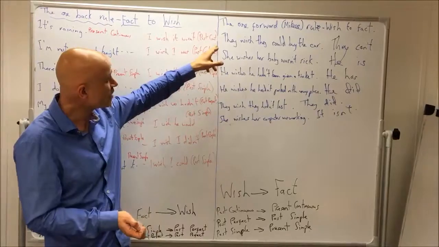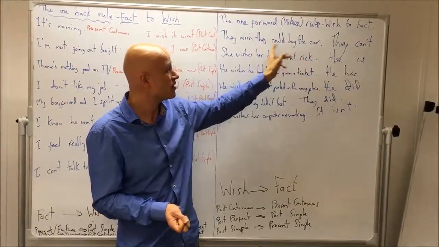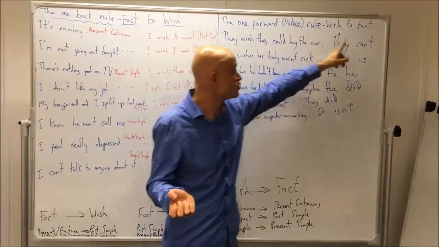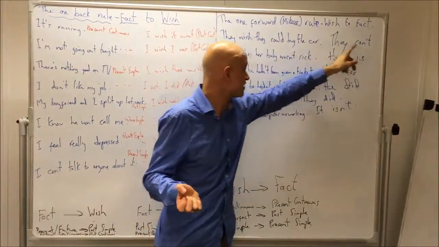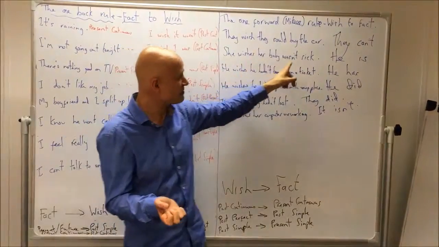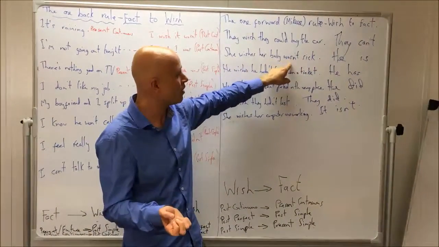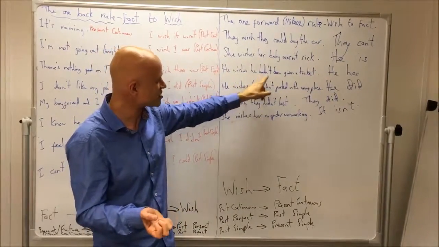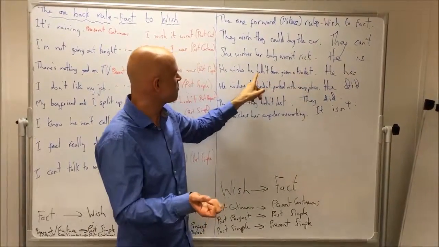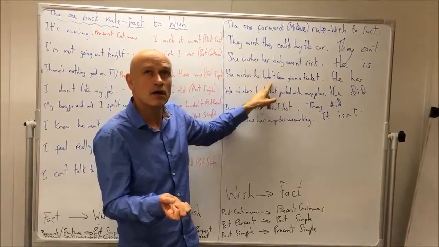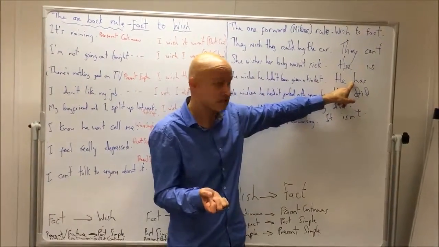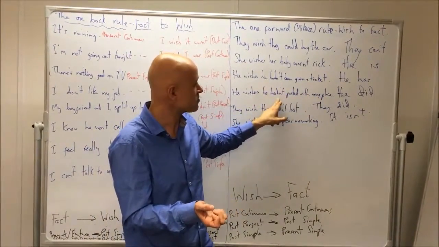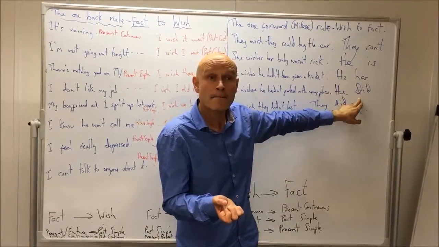So, I wish they could buy the car, but the fact is they can't. Could goes to can't. Positive goes to negative. She wishes her baby wasn't sick. Past to present. He wishes he hadn't been given a ticket. Past perfect to present perfect. He wishes he hadn't parked in the wrong place. Past perfect to past simple.